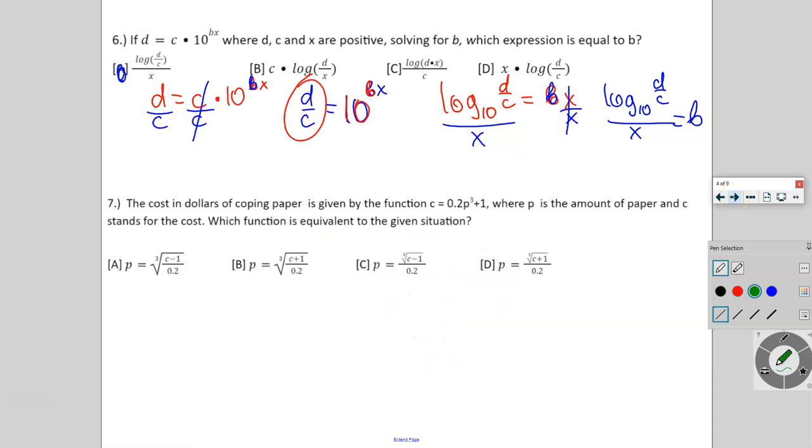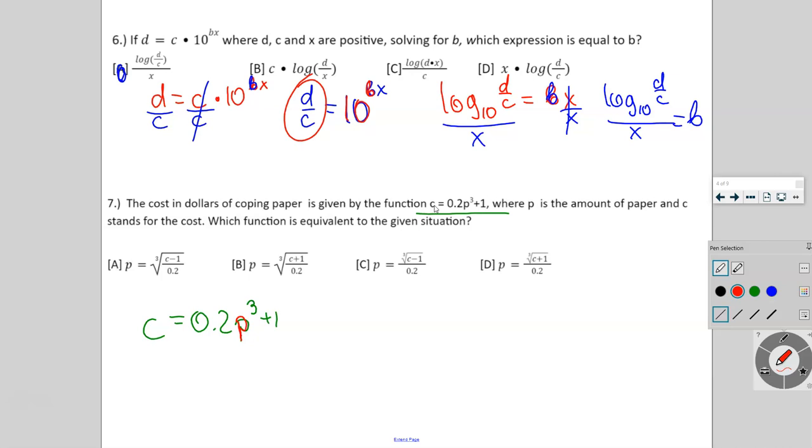All right, now let's go back to question 7. It says the cost in $1 of copying paper is given by the function, where P is the amount of paper and C stands for cost. Which function is equivalent to the given situation? So again, we're solving for P, the amount of paper. My function is C equals 0.2 P cubed plus 1. So this is what we're solving for, P.